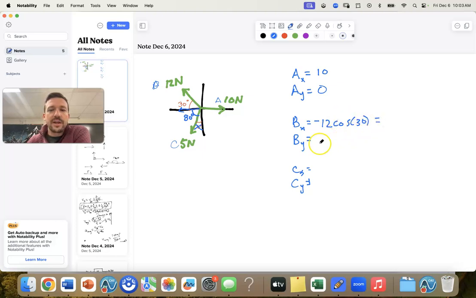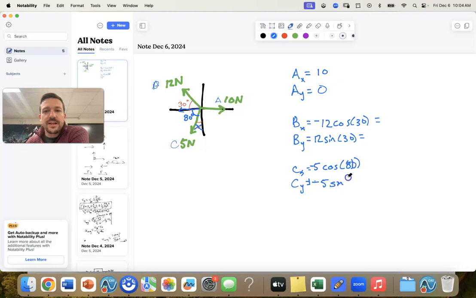And then we'll figure out what that is right now. Now, if I want the vertical portion of that one, it's going to be 12 sine of 30. Okay? Now let's do C real quick, and then we'll figure out what all this stuff is. C is this one, and it has an angle of 80. So if you want the horizontal one, it's going to be 5 cosine of 80. And then if you want the vertical, and you know this one is in the negative direction, right? It's going to the left, and this one's going down. So the vertical, I'm going to make it a negative as well.